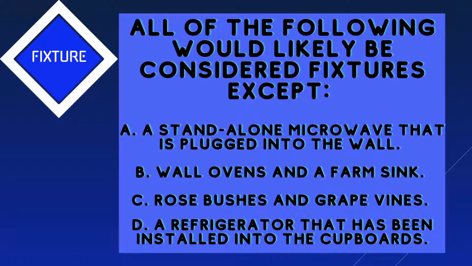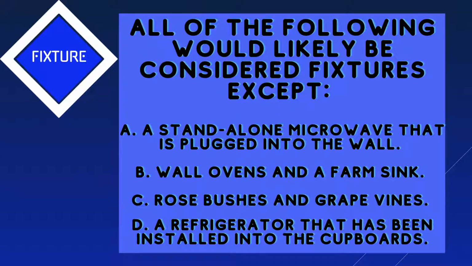So let's go to B, wall ovens and a farm sink. You're talking about a sink and ovens that are built into the wall. I'm going to use the same logic that I used for the refrigerator and say that that's going to be a fixture as well. So those would not be exceptions, because keep in mind they're asking for except.